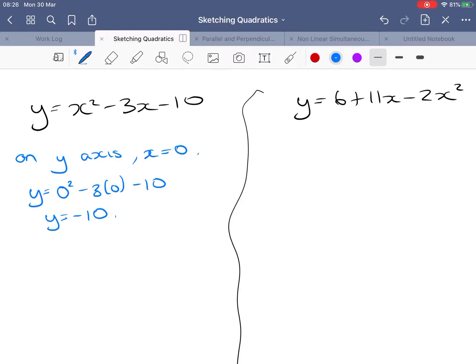What I can do for the x-axis, so on the x-axis, I set my y to be 0. So when I do this, I say 0 equals x squared minus 3x minus 10. And this is where that practicing of quadratics comes in, because what I've got to try and do is factorise. Not all quadratics factorise, so you might have to go back to your quadratic formula, but it's a better skill to try and remember how to factorise.